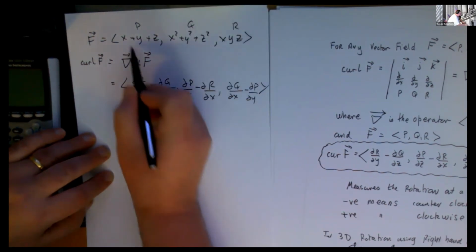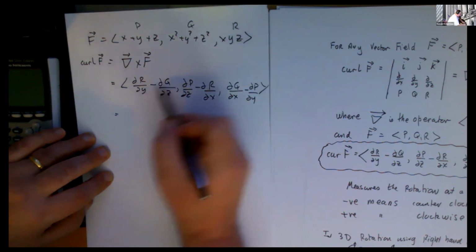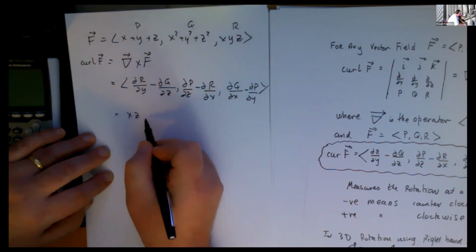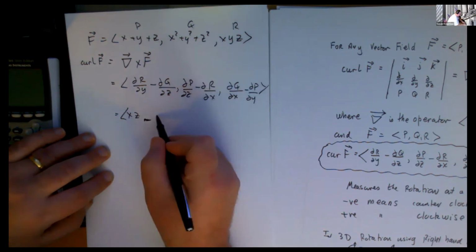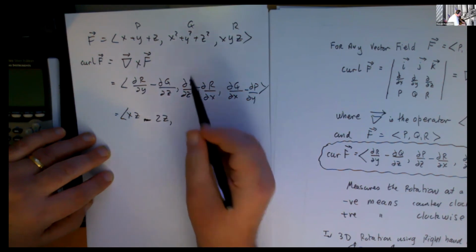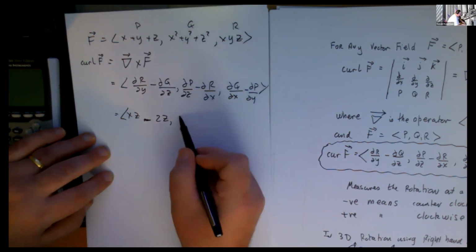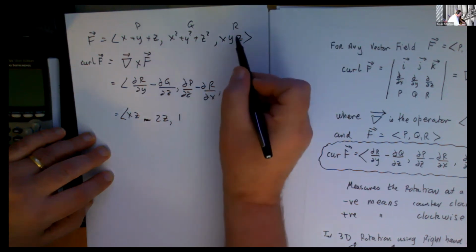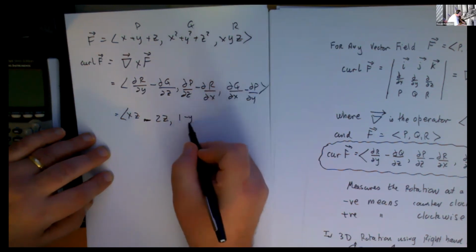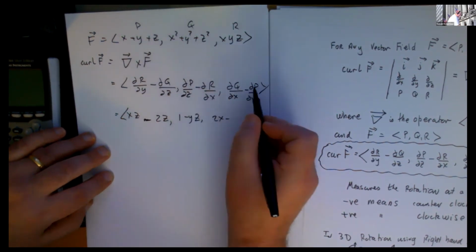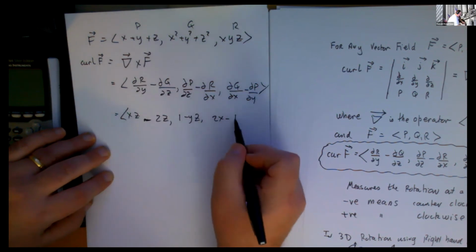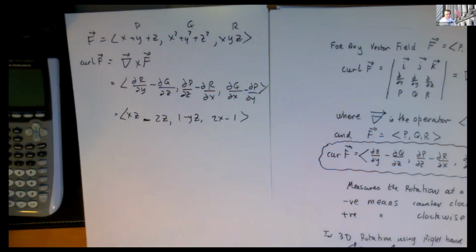Differentiate R with respect to y, you get xz. Take away Q with respect to z. Good. P, which is this fella with respect to z, take away R, which is this fella with respect to x. Q with respect to x is this guy. P with respect to y is that guy there. A much nicer answer. At least it's got stuff to it, right?